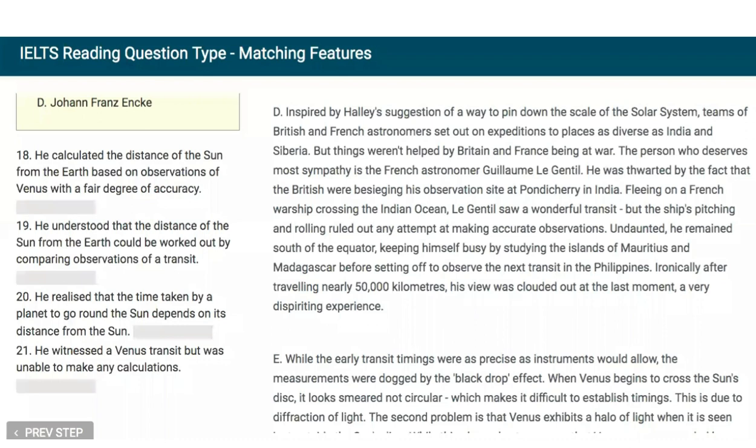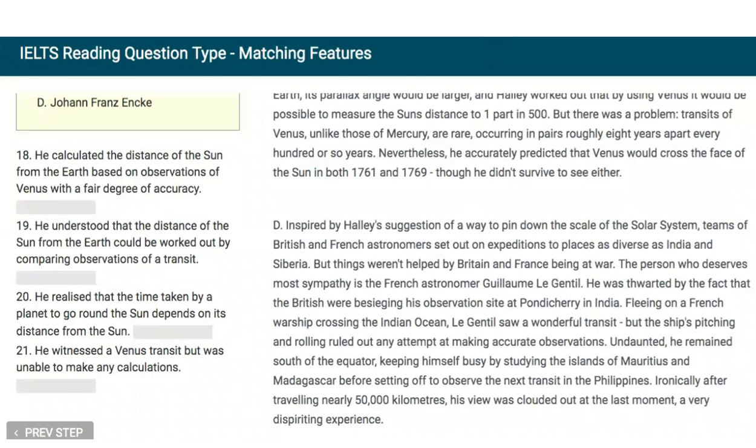So if we go and scroll up a bit, we do see that the sentence before paragraph D contains information about Venus. And so in that case, the transit that we're talking about in section D is a Venus transit. Therefore, the answer to number 21 is Le Gentil, which would be C. So far, we have number 21 as C, number 20 as B, so we can successfully eliminate B and C.